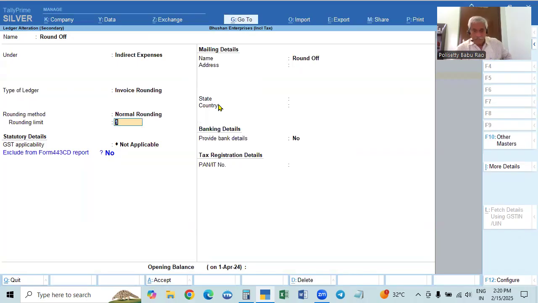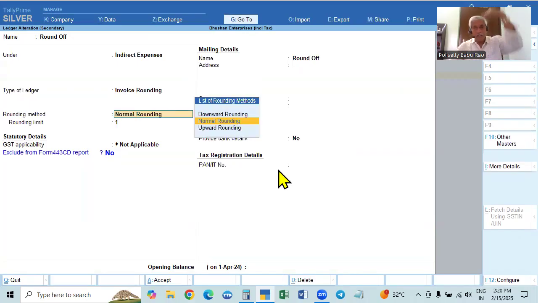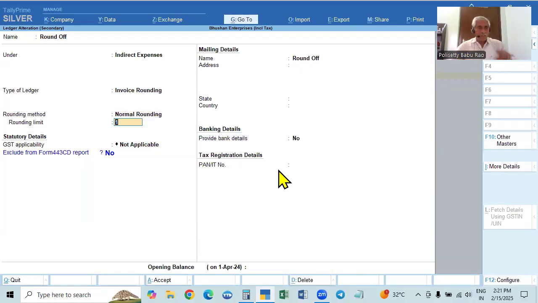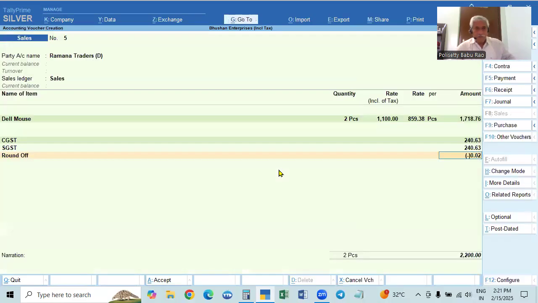We have to take general, normal rounding. 50 or more, add to the next rupee. Up to 49, less than 50, reduce to the lowest rupee. That is the normal rounding, and the limit is 1 rupee, so the next higher rupee or lower rupee. If you do this, it will be automatic, so there will be no error. This is how we will make it.